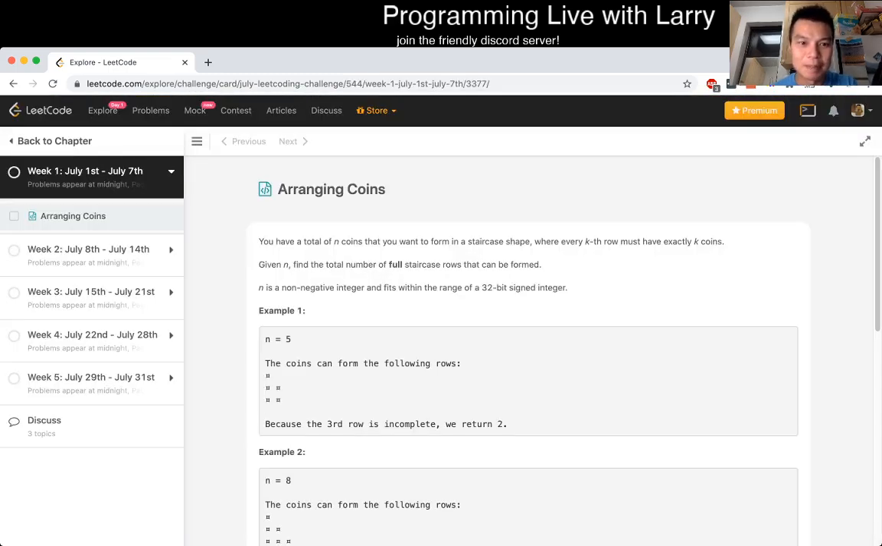Arrange coins. You have a total of n coins that you want to form in a staircase shape, where every k-th row must have exactly k coins. Given n, find the total number of full staircase rows that can be formed. n is a non-negative integer and can fit within the range of a 32-bit integer. Okay.